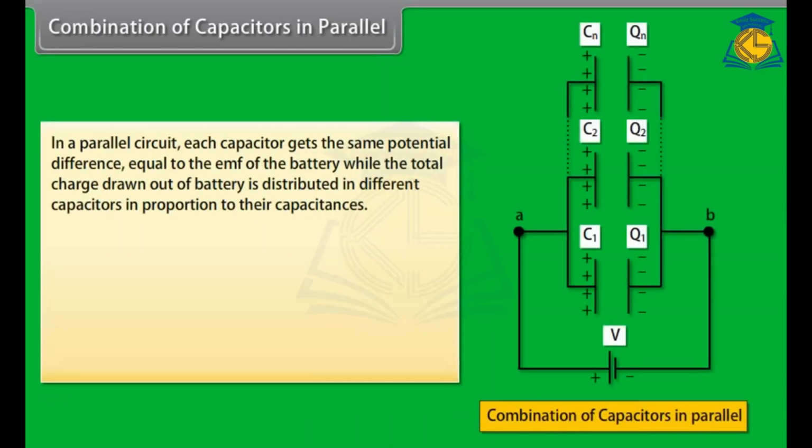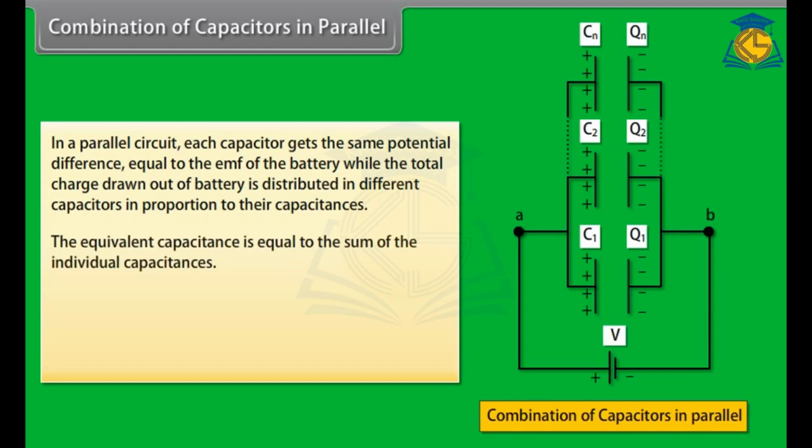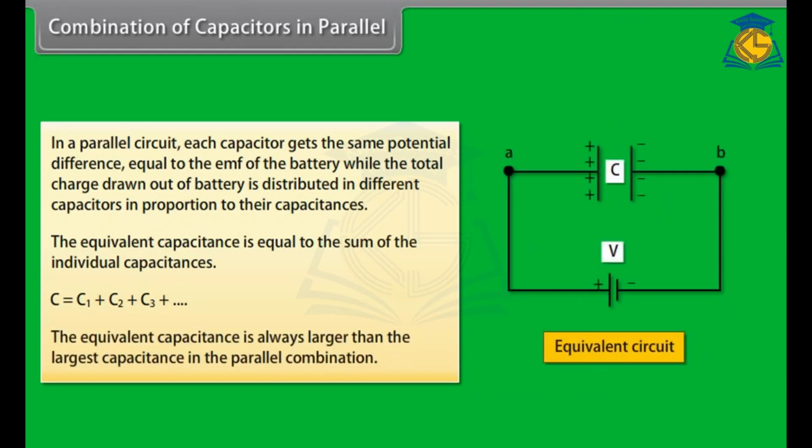Combination of capacitors in parallel. In a parallel circuit, each capacitor gets the same potential difference equal to the EMF of the battery, while the total charge drawn out of battery is distributed in different capacitors in proportion to their capacitances. The equivalent capacitance is equal to the sum of the individual capacitances. C is equal to C1 plus C2 plus C3 plus so on. The equivalent capacitance is always larger than the largest capacitance in the parallel combination.